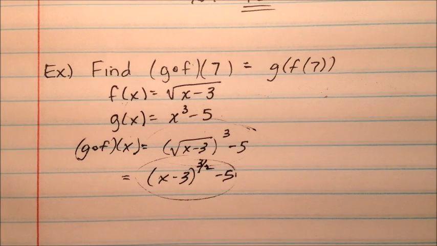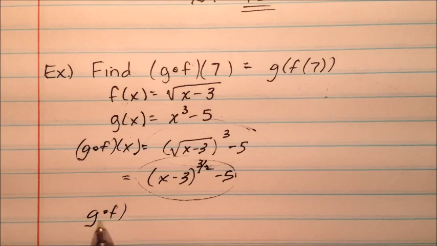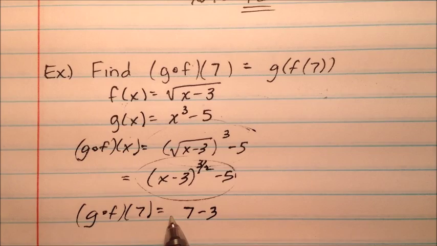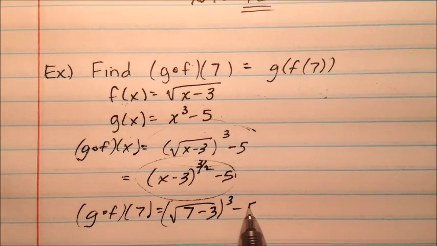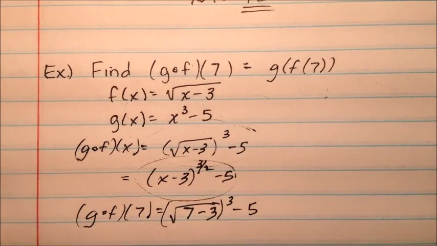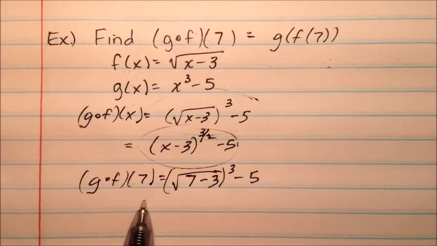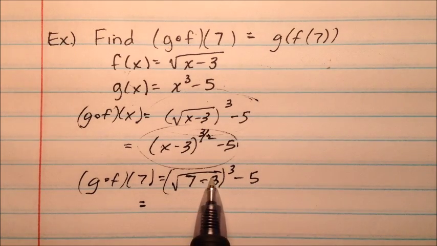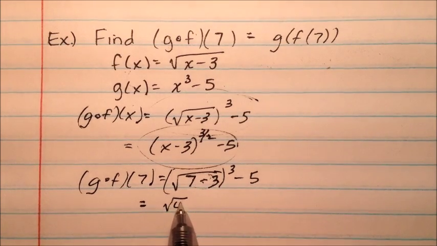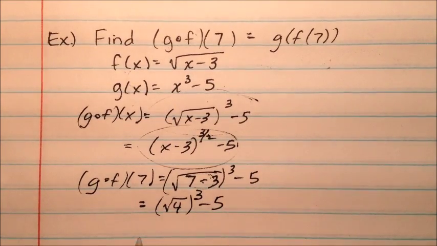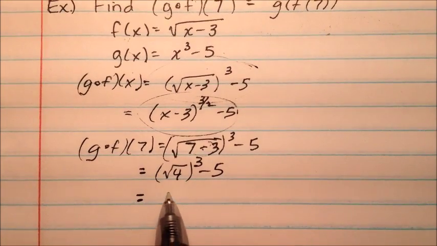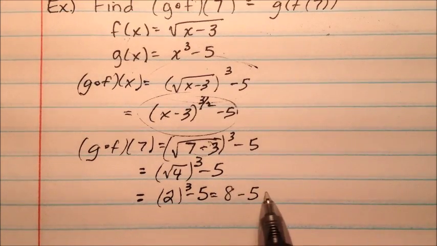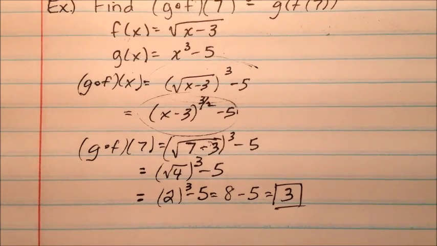So if we go ahead and plug 7 in here now, and actually do g circle f of 7, we'll put a 7 in here. 7 minus 3 will be under the square root, and then cubed, minus 5. This might get a little crazy for some students, just because you have an exponent and a radical and all that stuff. So 7 minus 3 is going to be 4. So it's going to be the square root of 4, and that cubed minus 5. And the square root of 4 is 2. So 2 cubed minus 5 is 8 minus 5, and that's going to be 3. Okay?